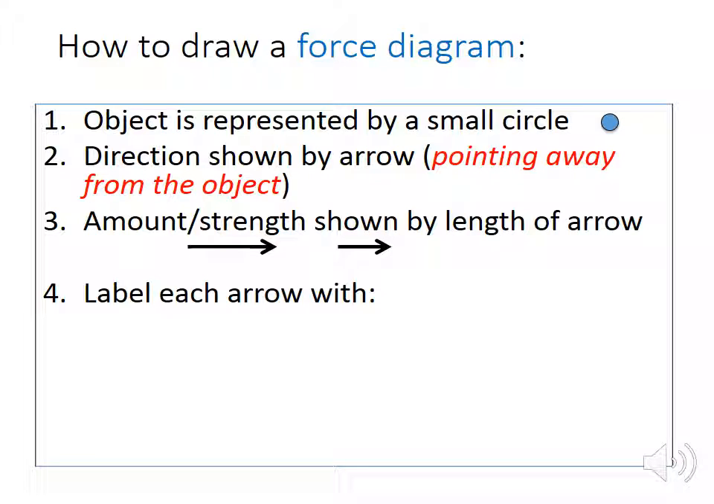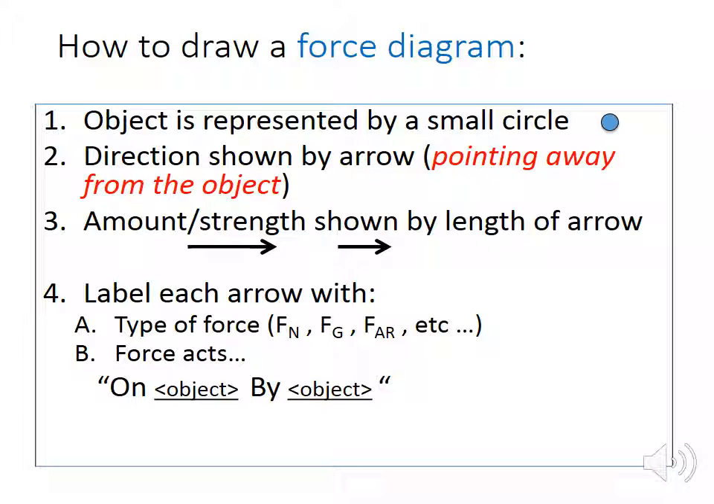Step 4, you're going to label each arrow with, first of all, the type of force. So for example, normal force, gravitational force, air resistance force, and you're going to use the abbreviations that you wrote down previously rather than writing out the force. And then each arrow is also going to have these words: the force acts on the object by another object. Pause the slide here if you need more time to write down how to draw force diagrams.